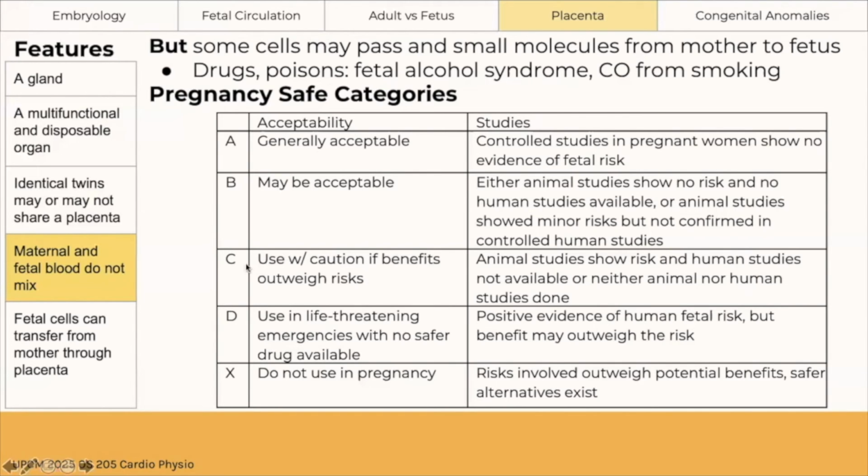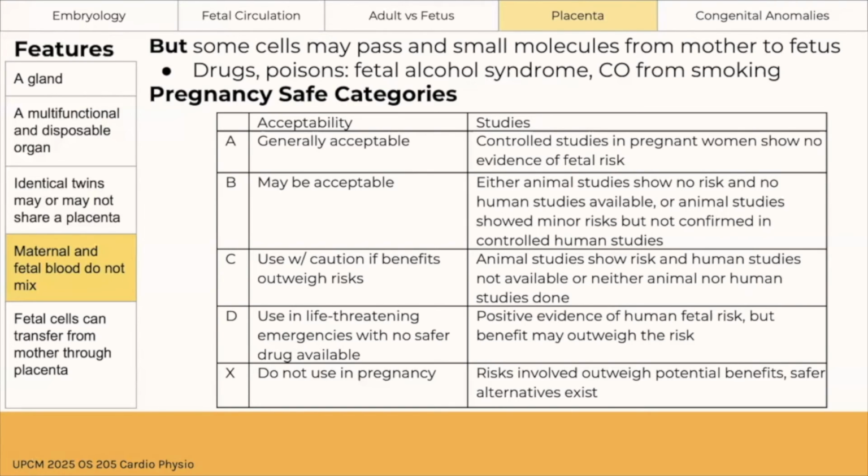Next is C, use with caution. C, if benefits outweigh the risks. So animal studies show risks, but human studies are not available, or either both are not available.